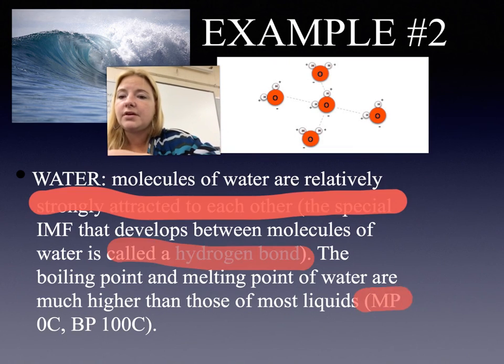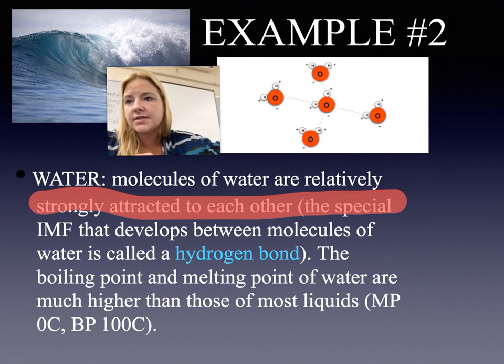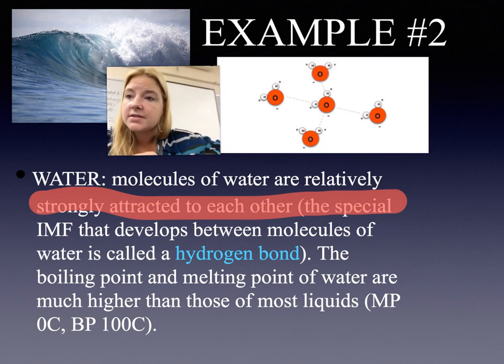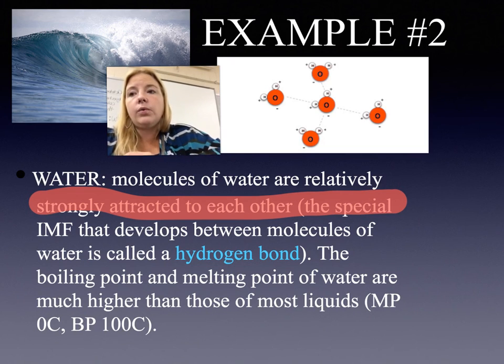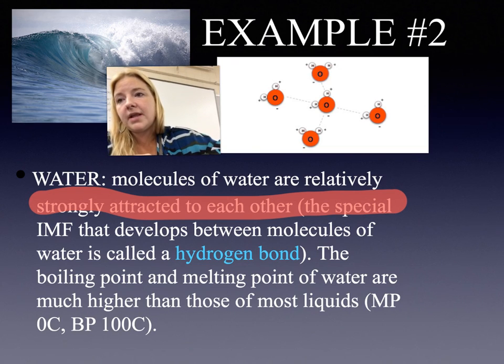And so the boiling point and melting point of water are a lot higher than those of most liquids. The melting point of water is 0 degrees Celsius. The boiling point is 100 degrees Celsius. And it's all because of the intermolecular forces. We're going to see as we do labs that other materials melt and boil at lower temperatures, have lower intermolecular forces.